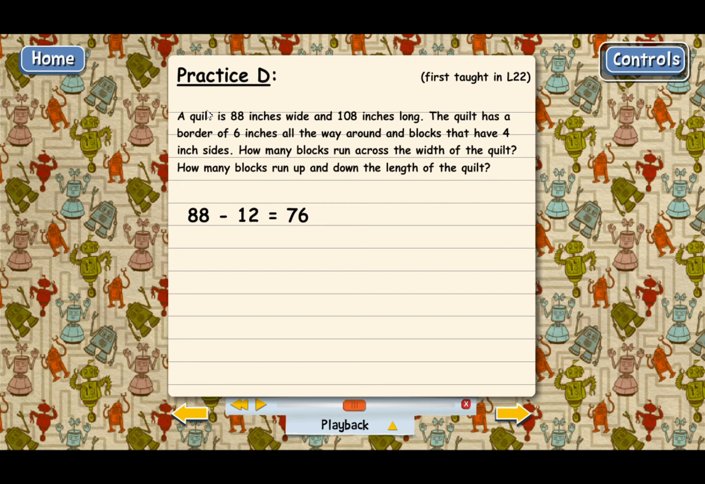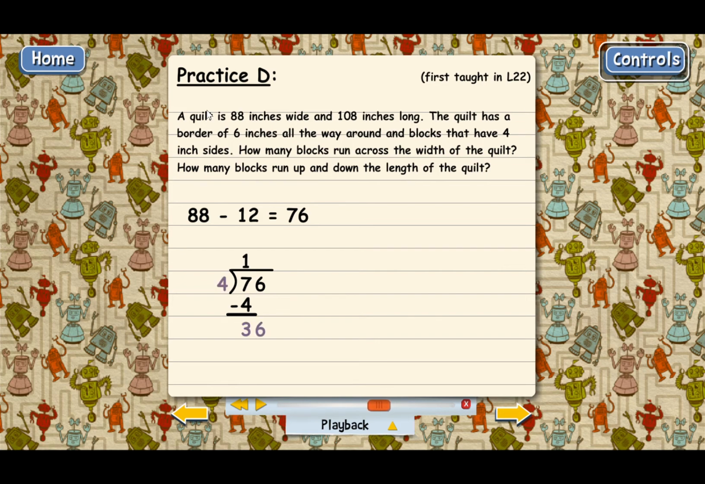And then what we do next to figure out how many blocks are actually running across the width of the quilt is we take 76 and divide that by 4, because remember, the blocks have 4-inch sides. And to divide 76 by 4, we take 4 and divide it into 7 first, and it goes 1 time. And then 1 times 4 is 4. So we put that 4 below and then subtract. 7 minus 4 is 3. And then bringing down the next digit, that turns the 3 into a 36.